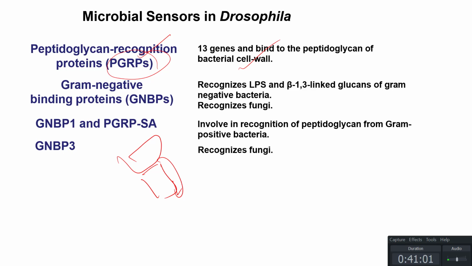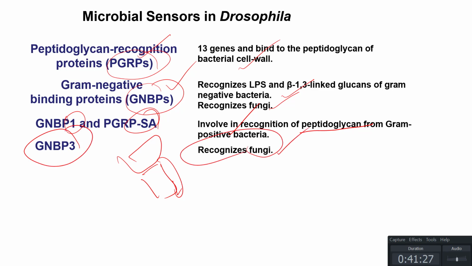gram negative binding protein, which is called GNBPs. That recognizes the LPS as well as beta 1,3 linked glucans of the gram negative bacteria, and also the fungi. GNBP1, that is gram negative binding protein 1, and then the peptidoglycan recognition protein SA are involved in the recognition of peptidoglycan from the gram positive bacteria, and GNBP3 recognizes the fungi mostly.